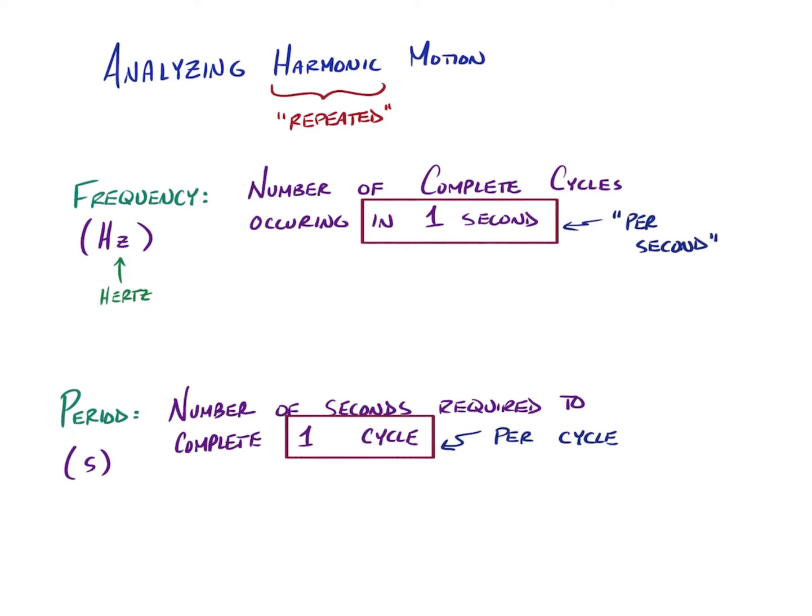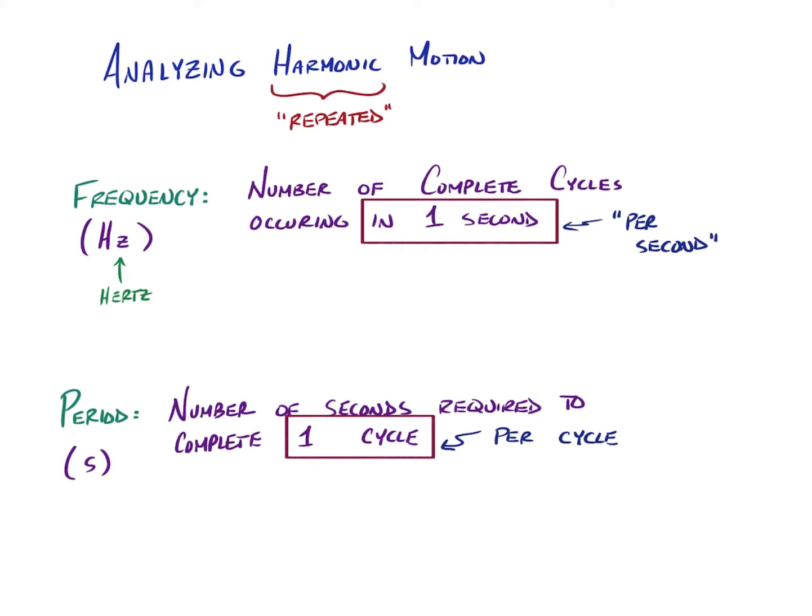One of the things I want you to focus on here is that the frequency is kind of measured per second, whereas the period is measured per cycle. So the frequency is in reference to the amount of cycles in 1 second, and the period is a measure of the amount of time required for one cycle. So frequency per second, period is really per cycle. That kind of helps differentiate those two.